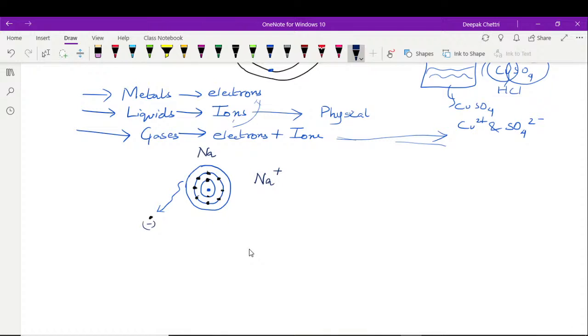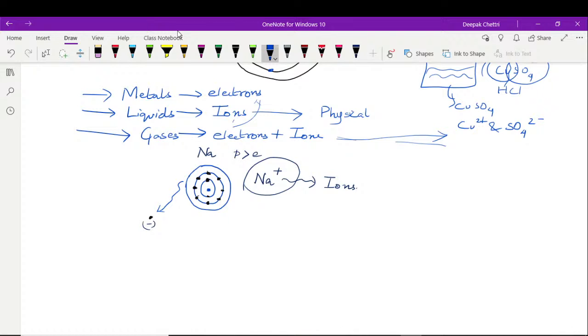Why does it develop a positive charge? Because the number of protons will be more than the number of electrons when the electron escapes. So that is why this will become positive, and this is called an ion. Ions are atoms which carry charges, which have excess charges. Sometimes they will have excess electrons, in that case it will show a net negative charge, and sometimes when electrons are fewer, it will show a net positive charge. So ions are these.